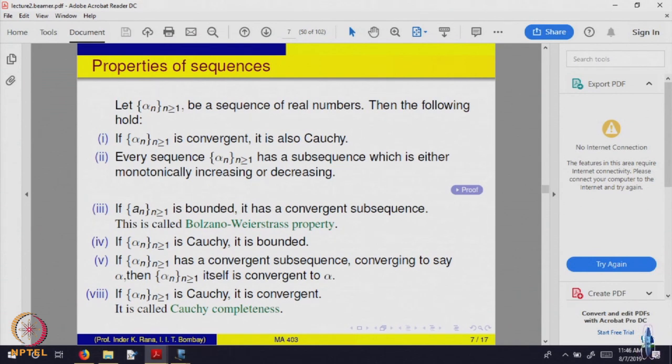So the LUB property is also equivalent to saying every Cauchy sequence is convergent, right? A sequence is convergent if and only if it is Cauchy. So this is called the Cauchy completeness of real numbers, and that is equivalent to the LUB property, right? Because as a consequence of that, we are showing. Okay.